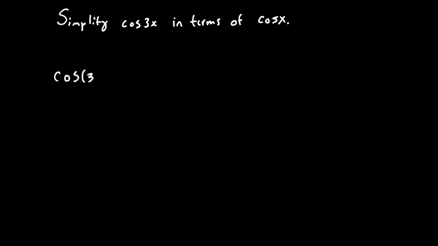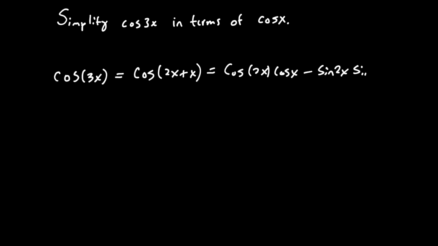Let's look at one more problem, and what we want to do is simplify cosine of 3x in terms of cosine x. First, let's go ahead and rewrite our cosine of 3x. And we can write this as a sum, so this is going to be cosine of 2x plus x. Then we can apply our sum formula, and we're going to get that this is equal to cosine of 2x times cosine of x minus sine of 2x times sine x. Now apply the double angle formula to these two trig functions, and we'll get that this is equal to the following.